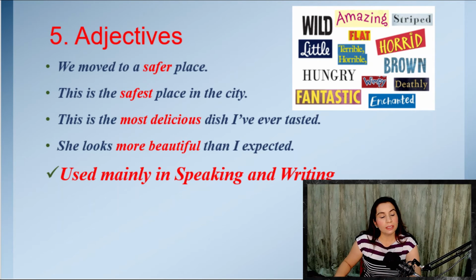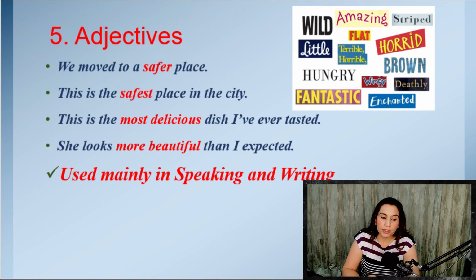Now the fifth one is adjectives. Adjectives are basically used to describe people, places and things. Let's see: we moved to a safer place. So how the place was: it was a safer place, and this is the safest place in the city. Here we are comparing, so this is the safest place in the city. This is the most delicious dish I have ever tasted. She looks more beautiful than I expected. So here these different forms of adjectives are used to express things.